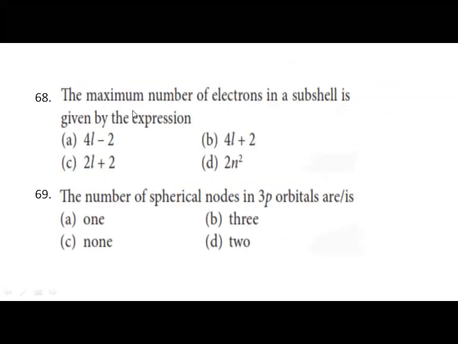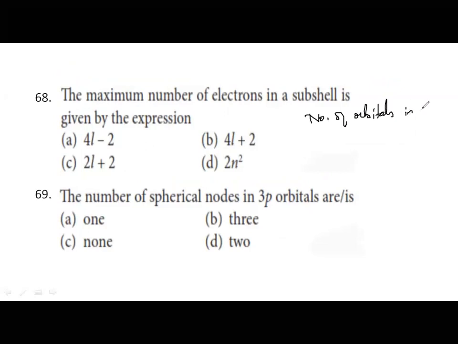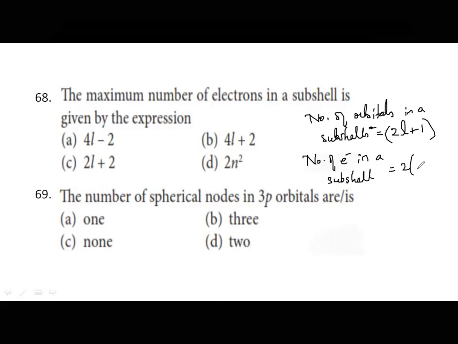Next question. The maximum number of electrons in a subshell is given by the expression. Yes, so here I have told you, number of orbitals in a subshell is equal to, please do remember, 2L plus 1. Number of electrons in a subshell is equal to 2 into 2L plus 1, or I can write it as 4L plus 2.